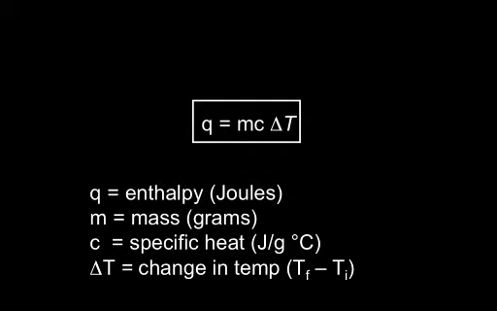So here's our equation one more time: Q equals MC delta T. Q is our enthalpy, measured in joules, or you can change it to kilojoules. M is the mass of whatever the substance is. We're going to see in a minute that if you're mixing two substances together, you have to take into account the total mass. C is our specific heat, and that's specific to whatever the substance is. If it's a reaction happening in an aqueous solution, then you would use the specific heat of water. And delta T, like we said, is the final temperature minus the initial temperature.